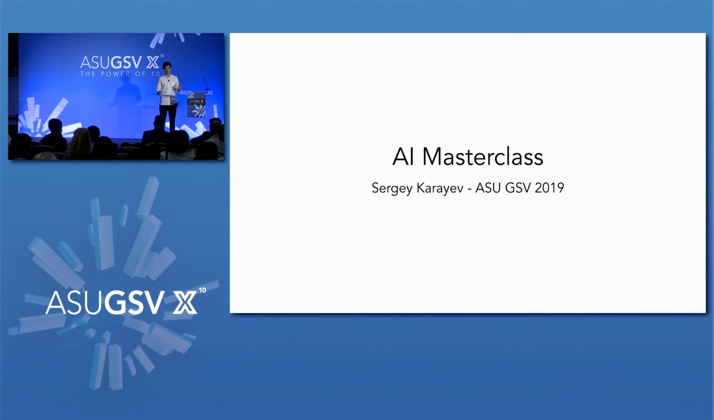I didn't pick the title, it's a little pretentious, but it's basically thoughts about artificial intelligence products, a little bit of history, a little bit of how to develop products. Hopefully we get to an example as well.